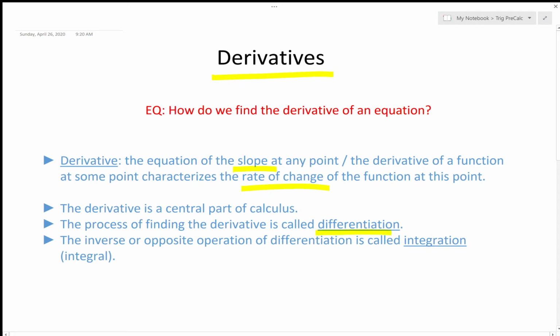And just with derivatives, the inverse or the opposite operation of differentiation is called integration, or we'll do integrals later on. So right now we're starting with derivatives. There are a few basic things to look at first.